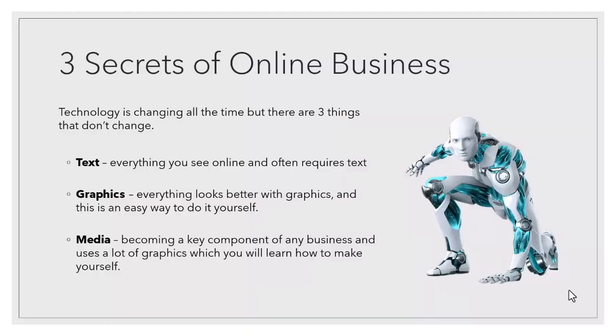So there are 3 secrets of an online business. What I've found over the years is technology is changing all the time, but these 3 things don't change. I've developed software and made websites for large and small companies. We did a whole range of special websites when mobile phones came out, etc. But these 3 things are always constant. First, everything you look at online involves text, so learning how to write text is a key skill. The next thing is, with that text goes graphics, because everything looks better with graphics. And this is an easy way to do it yourself.